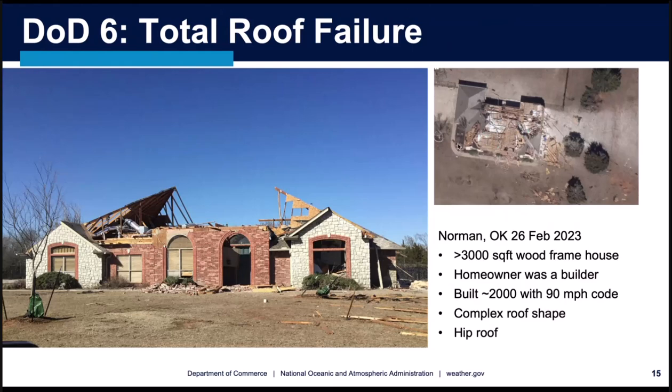So total roof failure, when we get up to here, we have this case back to 26 February 2023, and we have a greater than 3,000 square foot frame house. This one was built around 2000, and it was done roughly to the 90 mile an hour code. Notice I say this one is a complex roof and actually a complex footprint. That also provides numerous opportunities for intersecting walls in the interior, as well as bracing within the roof itself to resist wind speeds from multiple directions. And so it actually has a significant impact on the performance of the house.